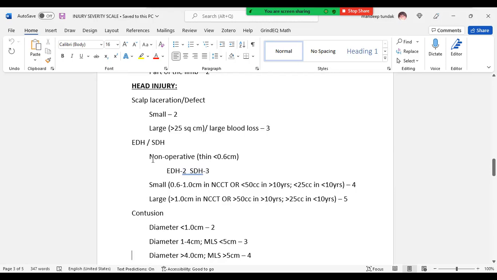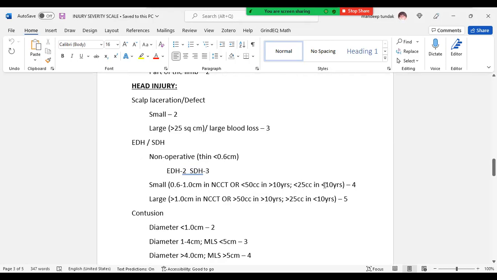If this was for non-operative EDH, it is divided into 3 parts: non-operative, small, and large. For non-operative, it is less than 0.6, EDH 2, SDH 3. For small, we mean 0.6 to 1 centimeter on NCCT, or the total volume is less than 50 cc if the child is more than 10 years, and less than 25 cc for the child less than 10 years.